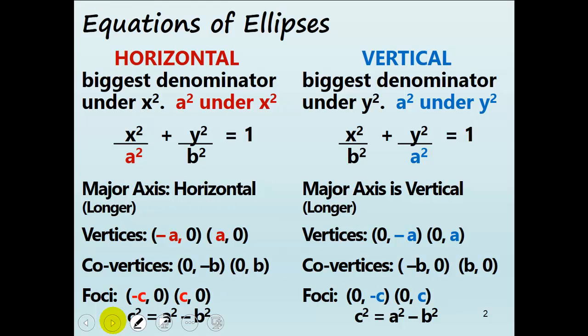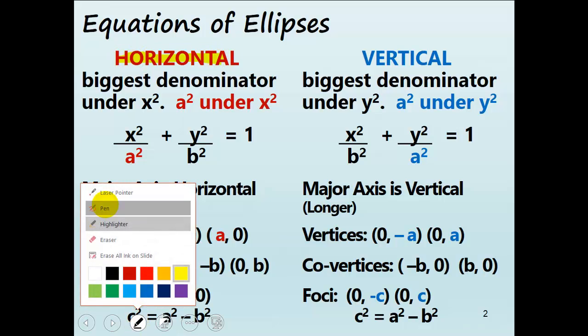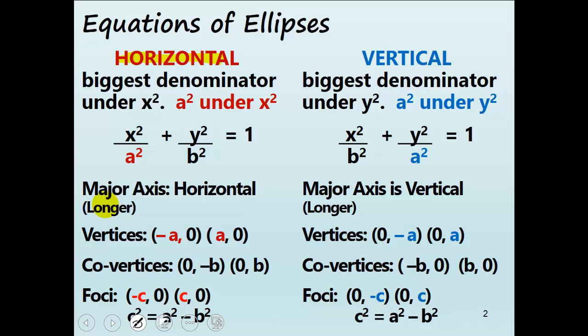There's a lot on this slide, so I'm going to talk kind of slow, and so just try and stay as focused as you can. There's two types of ellipses. The first one I'm going to talk about is a horizontal ellipse. Horizontal is going to be wider than it is taller, so it's going to look like this. Okay, that's going to be a horizontal ellipse.